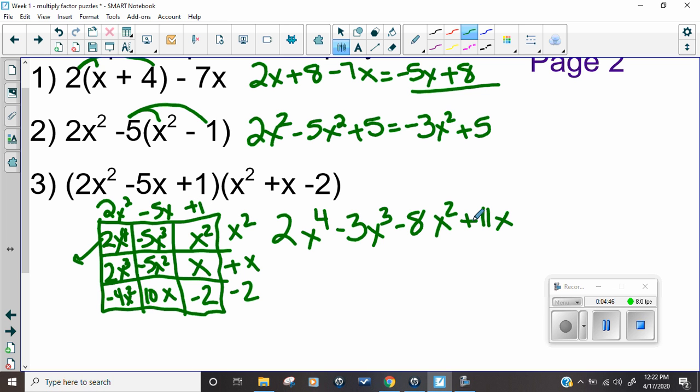And then negative 2 doesn't combine with anything because it's at the end. Okay, so when I multiply a 3 by 3, and they both have x squared as the highest power, x to the 4 should be the highest power there.